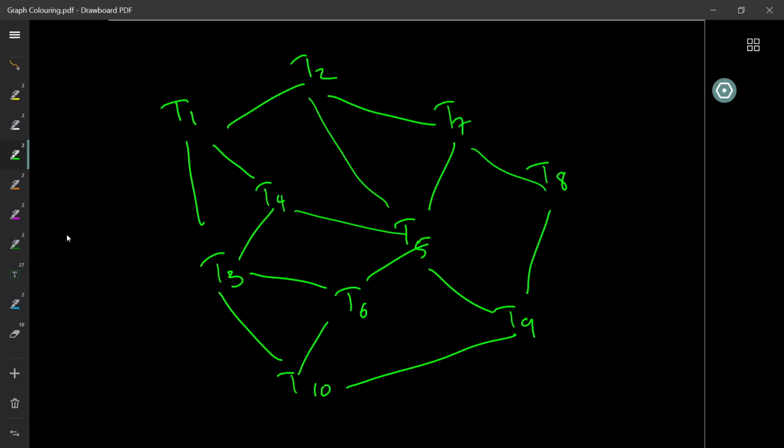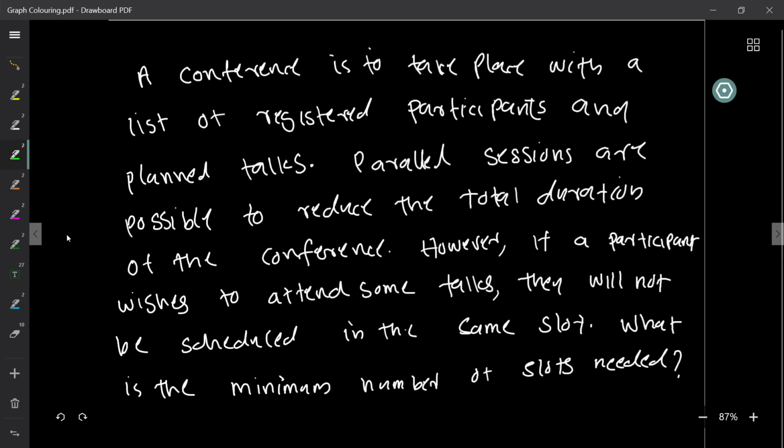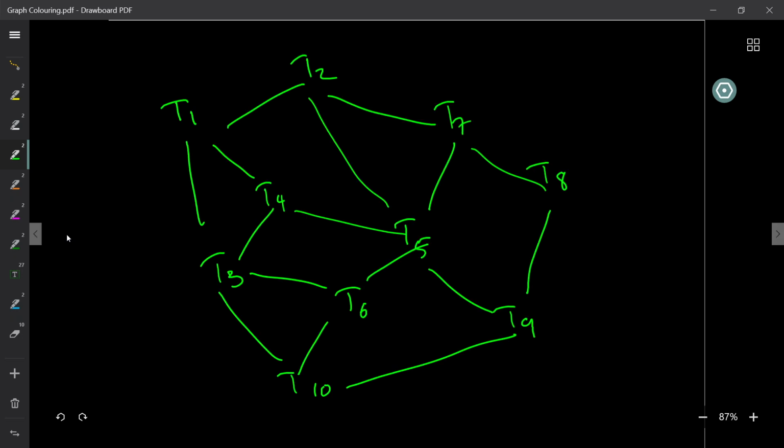Because when you have such a partition, each partition can be one slot, since each of these partitions is an independent set. There is nobody who is going to attend all of them, and that will give you the minimum number of slots required. So basically, we are modeling this question also in terms of graph coloring. These two problems are of entirely different nature and come from different contexts, but they have the same solution, so to speak.